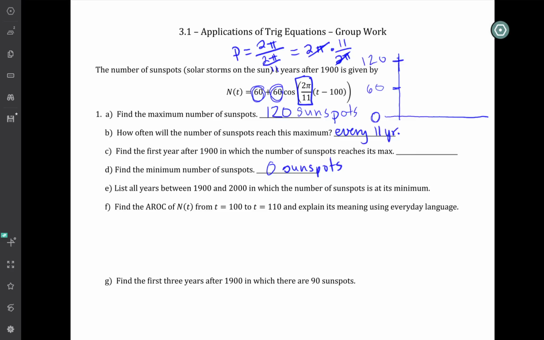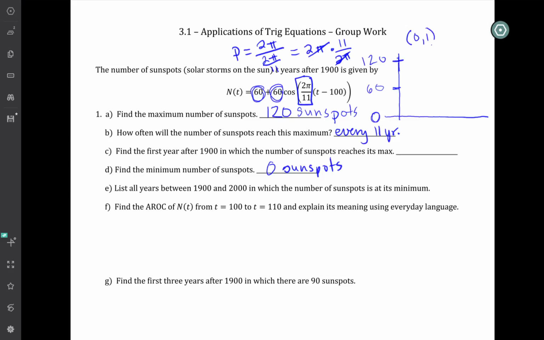Okay, and then we're supposed to find the first time that it hits its max. So this actually might be kind of a tricky one. What do I see? I see shifted right by 100. So if I think about cosine, it usually hits its max at (0, 1).